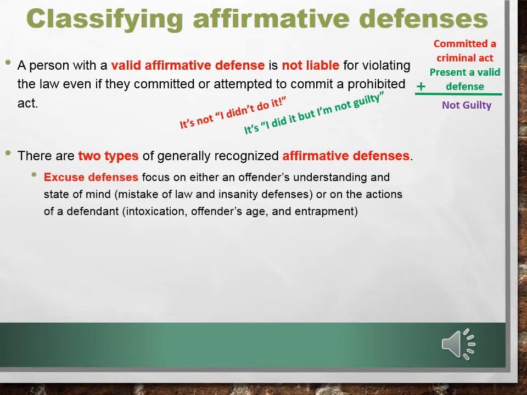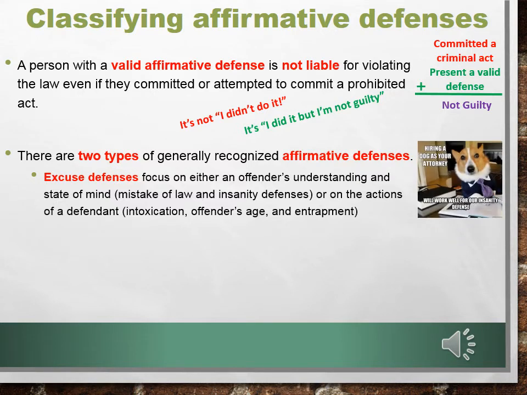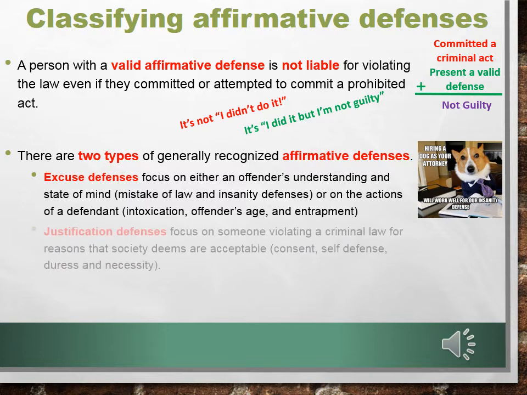Excuse defenses focus on either an offender's understanding and state of mind. What were you thinking at the time of the prohibited act? These are mistake of law and insanity defenses. Or we focus on the actions of a defendant. What were you doing? How were you physically? These are intoxication, offender's age, and entrapment defenses.